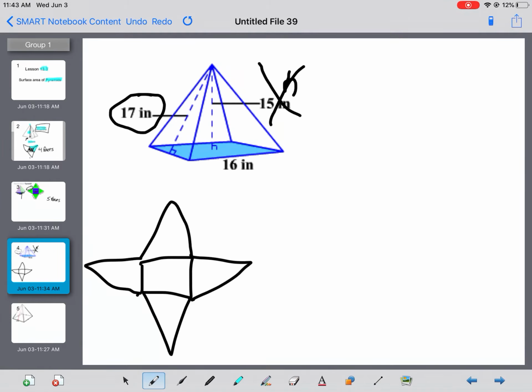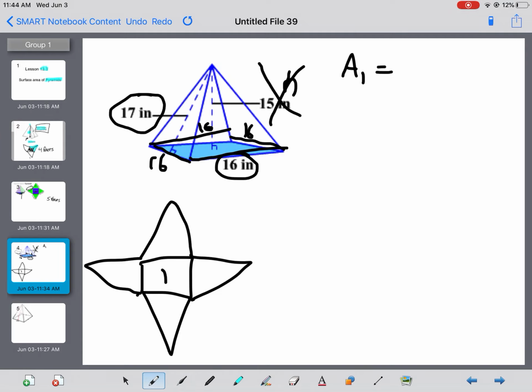What I want you to do on your worksheet is, if it only gives you one measurement for the base, assume that these are all the same. And no, it's not quite drawn that way, but it's really difficult to draw it to scale. So because we see 16 inches here, we're going to just assume it's 16 here, 16 back here, and then 16 on this side. So let's say I want to find the area of area 1.